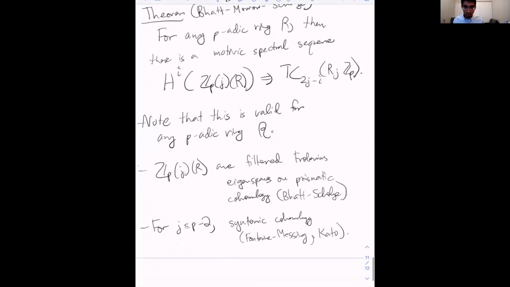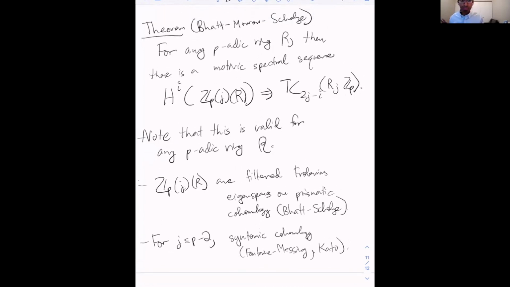What's remarkable about it is that it's defined in a very different fashion from the motivic spectral sequence of K-theory. In particular, it's defined using a very different set of tools. And these Z_p(j)'s in general are objects that are of interest in p-adic arithmetic geometry, and they're known in some cases, but they're not necessarily known in others.